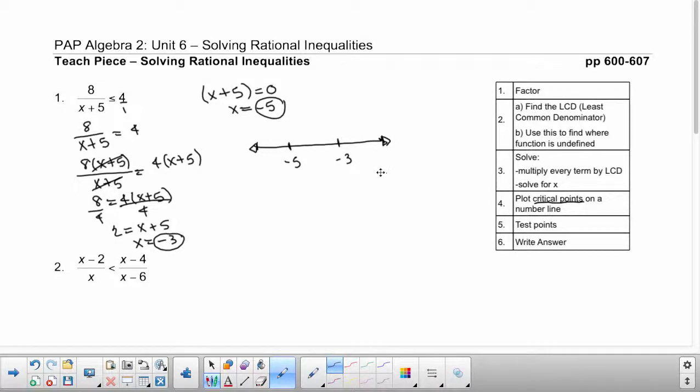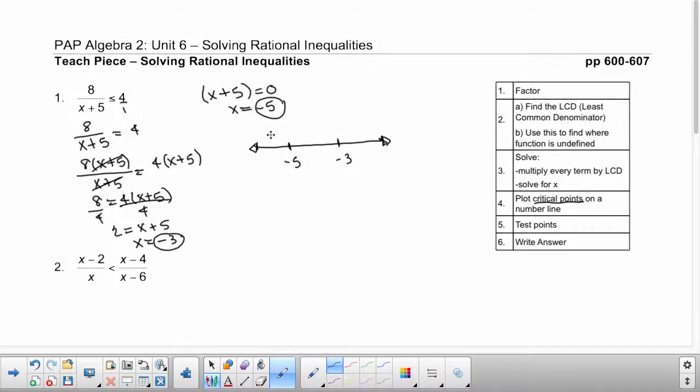Now, in order to see where our solutions are, or in other words, where this inequality is true, we want to see what's going on at each of these regions. We can do this by doing some test points. What that means is I'm going to choose an x value somewhere in this region, and plug it back into my inequality, see if it's true, and so on and so forth with the remaining regions.